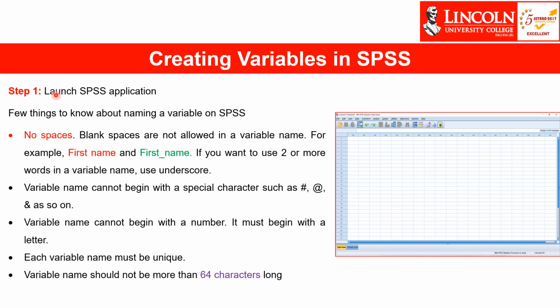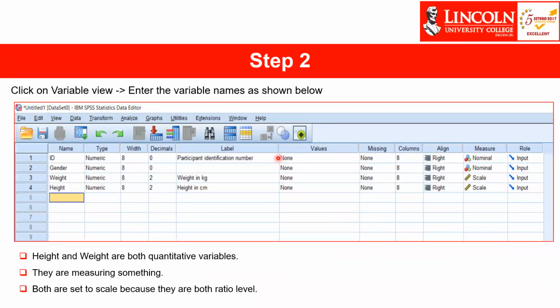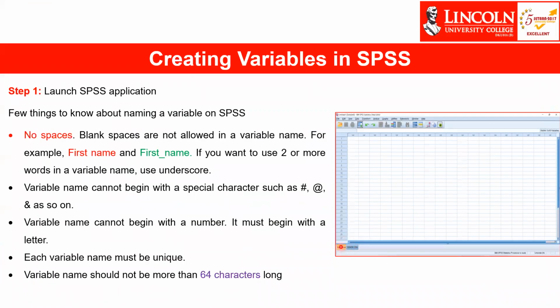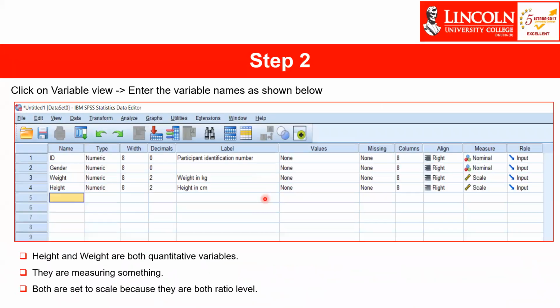Of course, the first step is to launch your application, which we have done. Now, next is to create these variables. How do we now create the variables? You switch to your variable view. Look at this place, you have data view, I have variable view. So all you need to do is to click on this variable view button. Once you click on this button, this will bring you to this place.